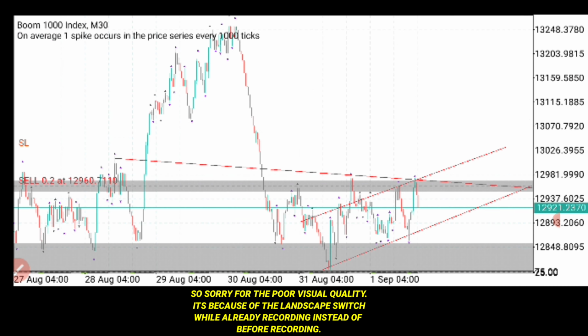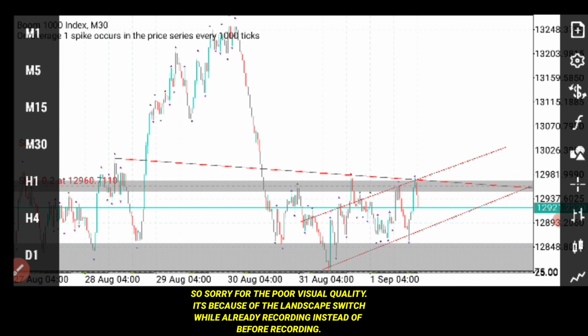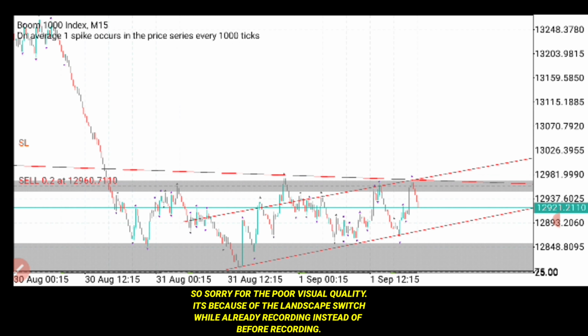So that's just what made me take this trade, and I feel I should share it with you guys. Actually, this is one of the things I teach in my mentorship program, and of course there are other things. You also have to train your eyes to be able to identify some of these things.